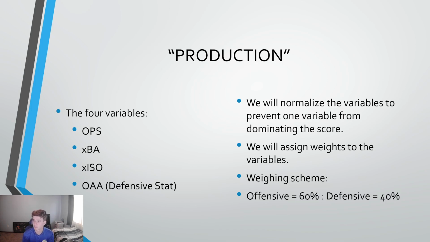To make this production variable, we will be normalizing the variables to prevent one variable from dominating the score. And we will assign weights to these variables. The weighting scheme that we'll choose is offensive at 60% and defensive at 40%. That's just saying that offensive output accounts for 60% of the production that one player can provide, and then defensive is 40%. Because you need to score to win games, but you also need to prevent the other team from scoring to win games.